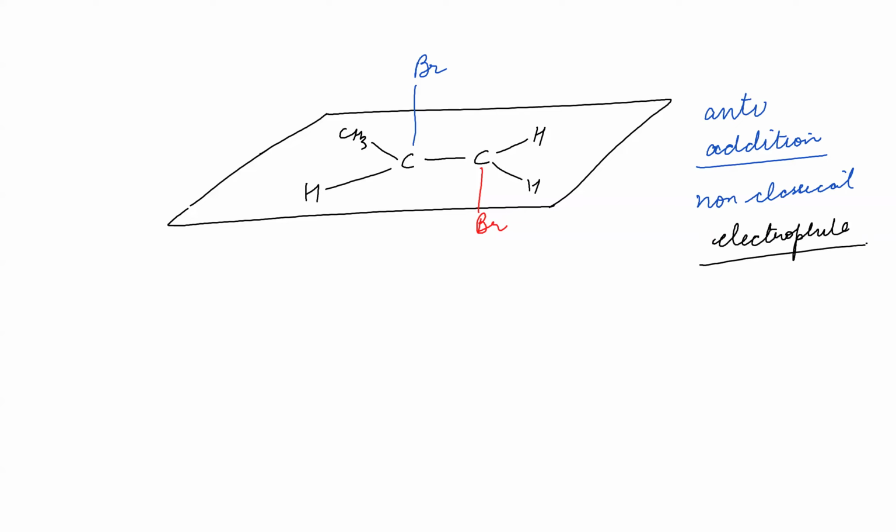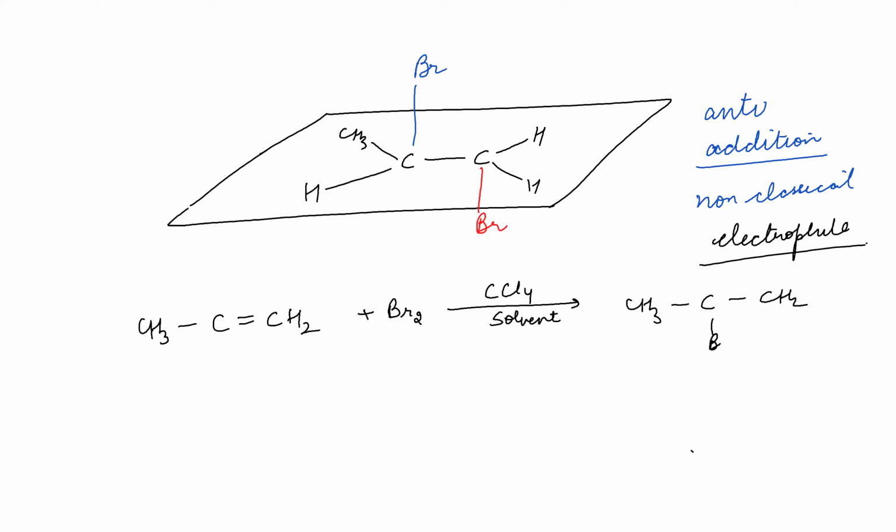Now you understand that had it been the addition of HCl, what would my product be? Going forward, if I say I have CH3, CH double bond CH2, and bromine, in the presence of CCl4 as a solvent, I can directly add the products like this. No issues in writing. But this is a stereochemical aspect. So this is going to be the product.